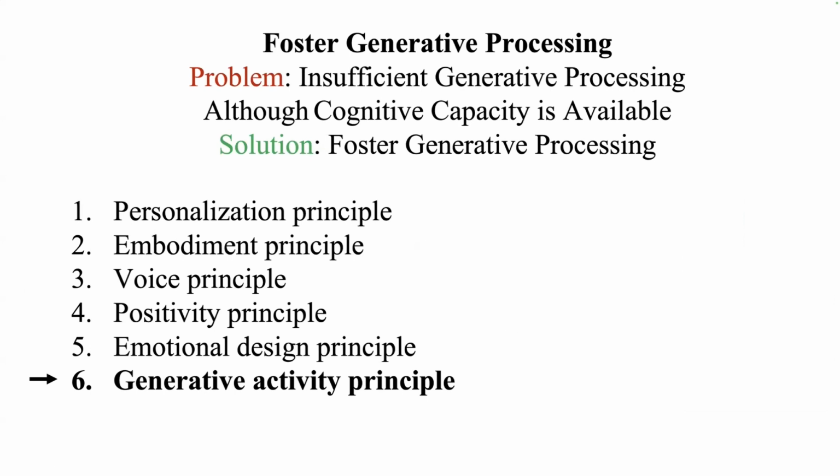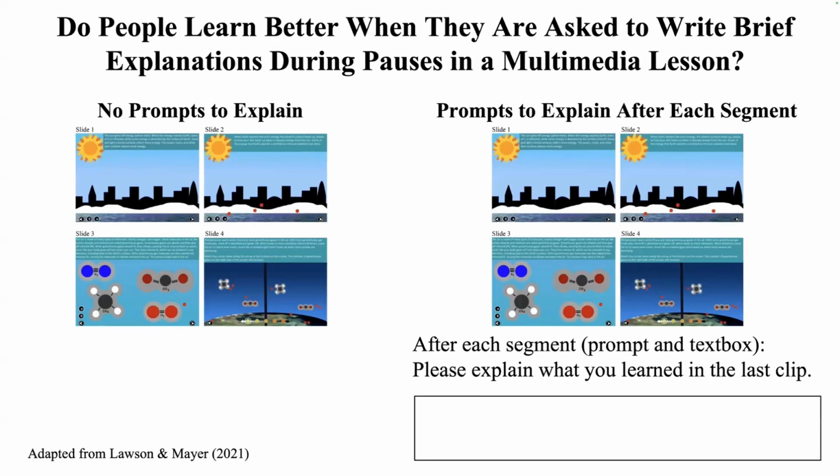And lastly, in terms of generative processing, we have the generative activity principle. Let me give you an example here. On the left, we have kind of just slides from a lesson on how greenhouse gases affect our environment. There are 4 little videos. On the version on the left, the learner just goes through each one of them and learns about it.